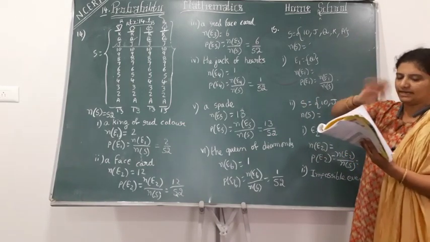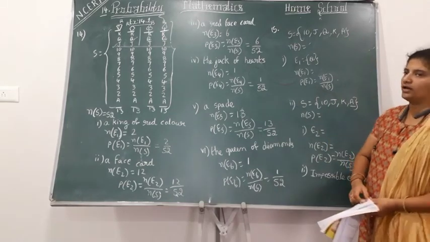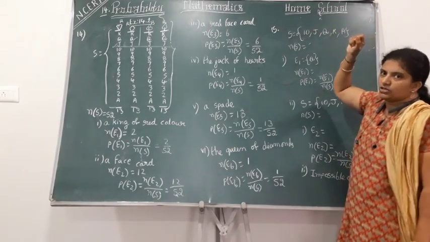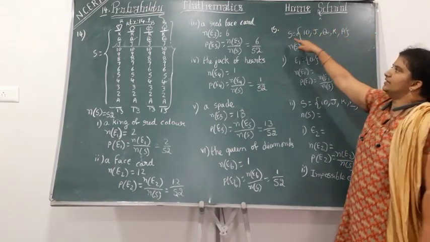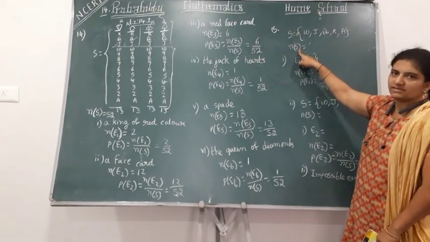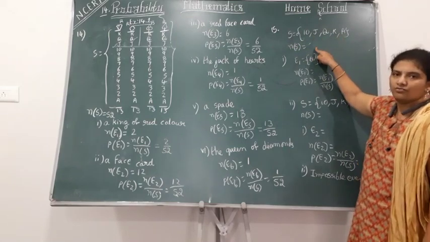Means closed cards. One card is then picked up at random. Now what are we doing here? I am going to pick one card from this set. So what are all the cards? We write it in the sample space S. So total number of sample spaces, N of S, is equal to, count the cards, 5.